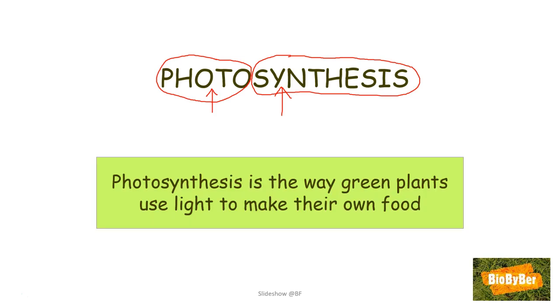Photosynthesis is the way green plants. Now we have to have the word green in there because in order to carry out photosynthesis, plants have to have chlorophyll, which is a green color. So photosynthesis is the way green plants, and there you go, use light, photo, to make synthesis, their own food.